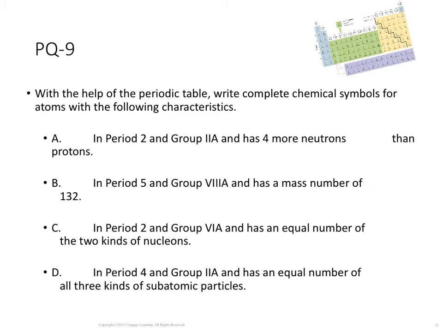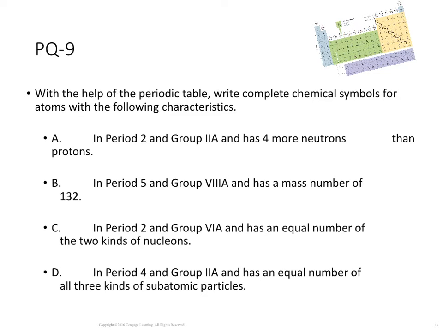So let's use a periodic table and write the complete chemical symbols for each of the following described atoms. So we're going to use what we just learned and what we learned in the previous videos about writing our chemical symbols. So first we need to figure out what element we're dealing with. So letter A says the element that's in period 2 and group 2A.